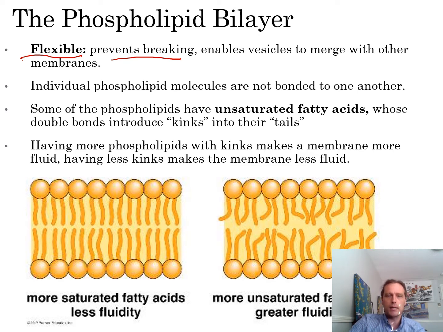Also, it's important because it enables vesicles that are also composed of this exact same membrane, in terms of the phospholipid bilayer, to merge with one another, with other membranes. So when they run into each other, if they've got the right other components, which we won't be getting into, they can fuse with each other, and these phospholipid bilayers just become continuous, right?